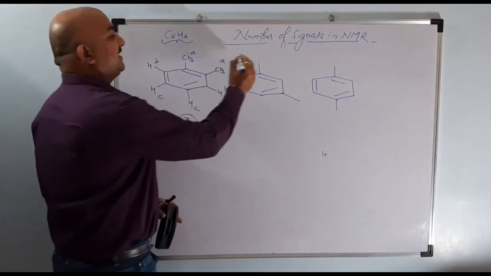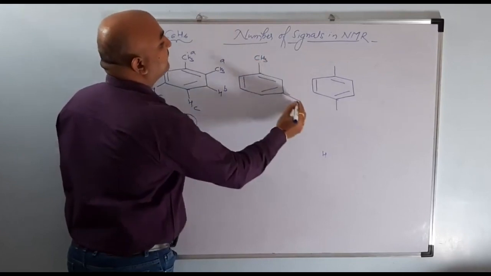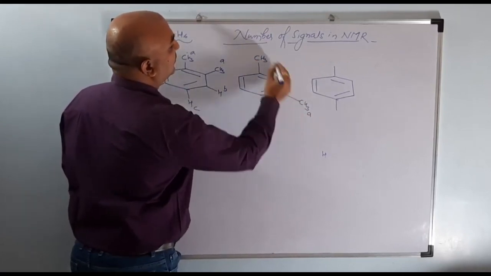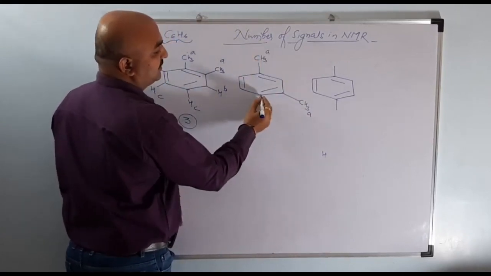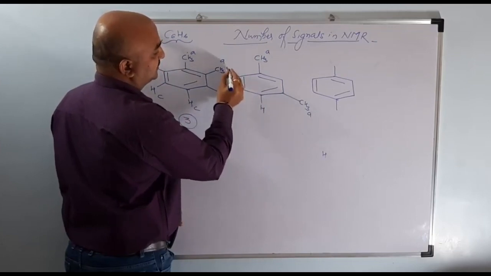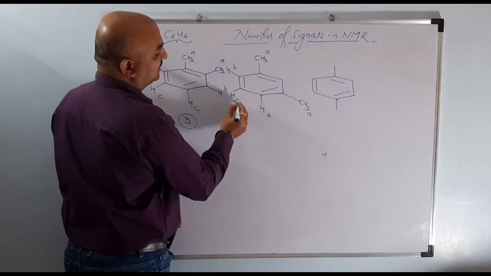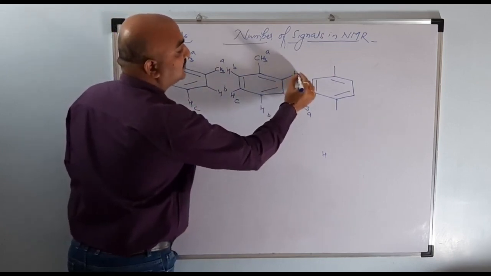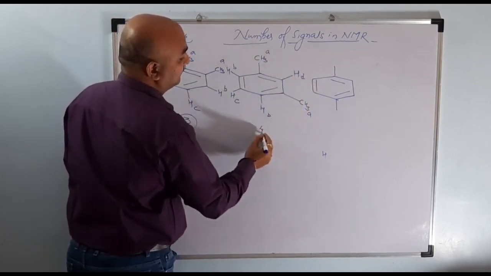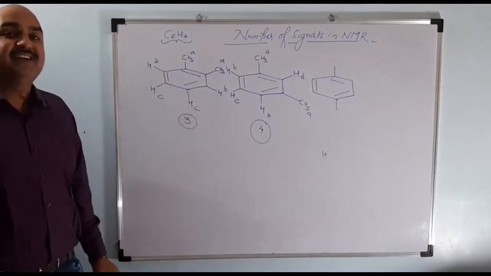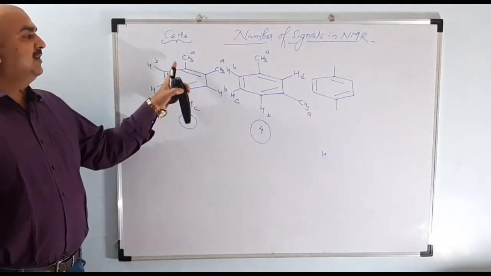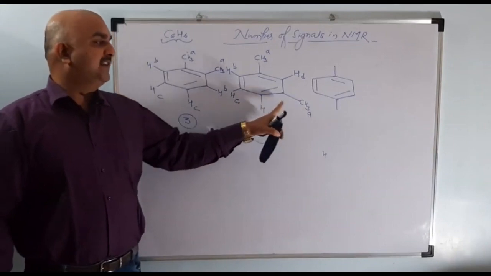Now the case will be different. If we call it AA, definitely we have to call these protons BB protons. If you call it B, definitely this is C and this proton is different from all, D, so it will give 4 signals in NMR. Be careful. These are ortho disubstituted, this is meta disubstituted.